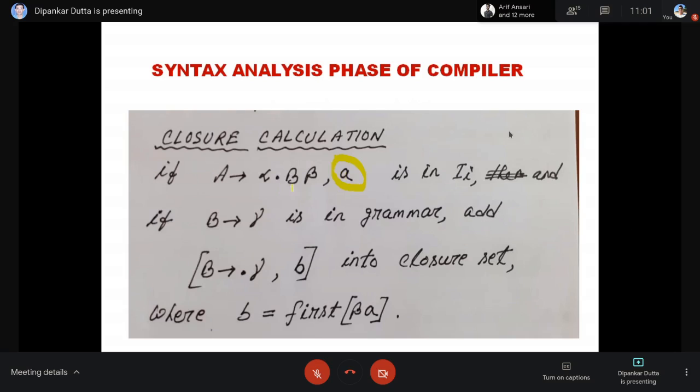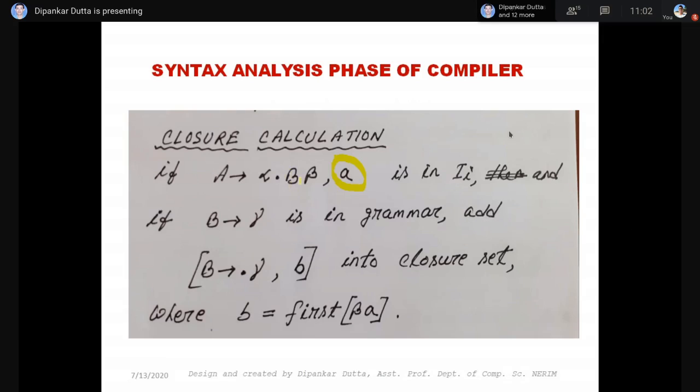And dot B means capital B is the current input symbol. Then we have to check for what? The productions against B. What are the productions available in our grammar? Suppose it is B implies gamma. The production against this current input symbol is B implies gamma.